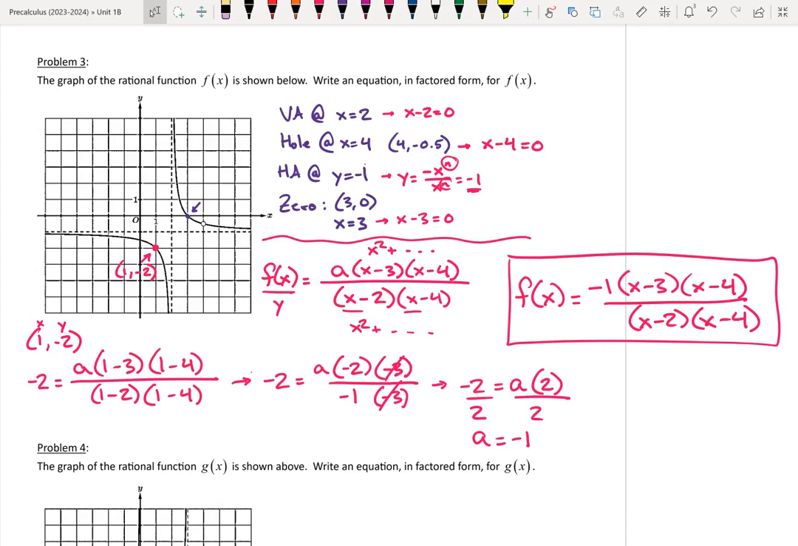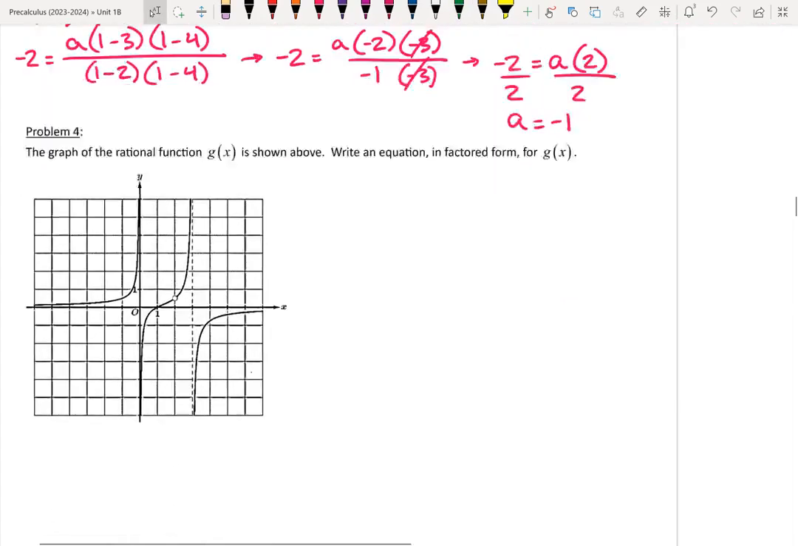So to recap, when you are given a graph and you want to write an equation, you want to find all those key pieces of information. You put them into your function like we see here. But then you don't know what this leading term is, this a value. So we have to find a point on the graph to find out exactly what that value is going to be. So let's try one more. We have another problem right here.